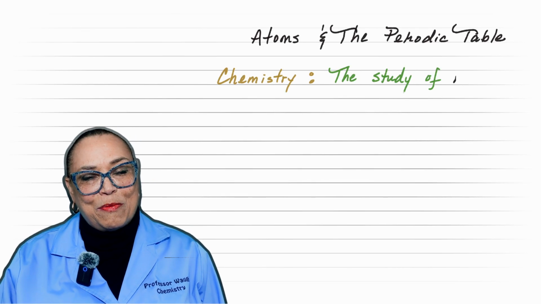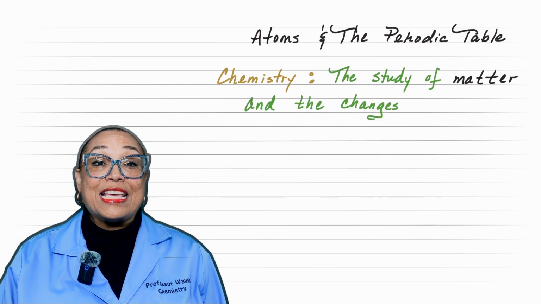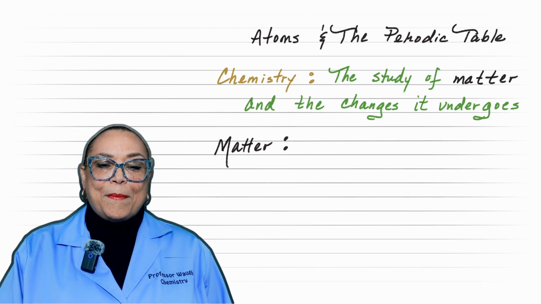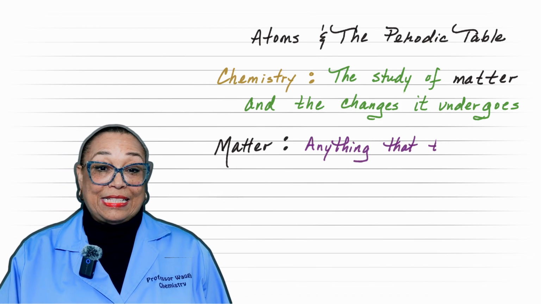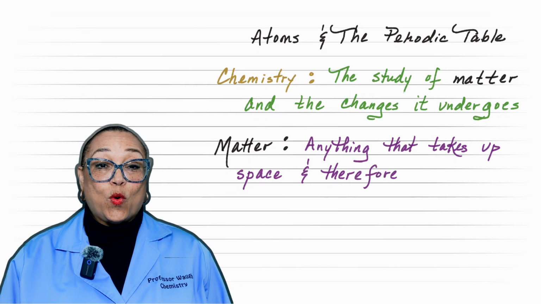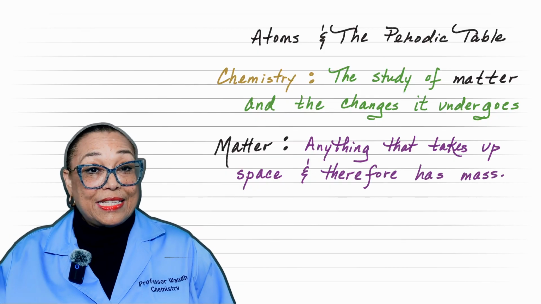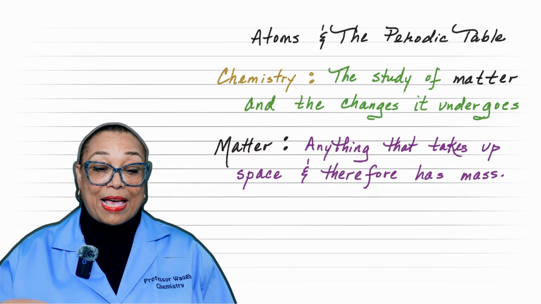Okay, let's talk about atoms and the periodic table. Chemistry is the study of matter and the changes it undergoes. But what does the word matter mean? Matter is anything that takes up space and therefore has mass. Just like this box, it takes up space and it has mass.